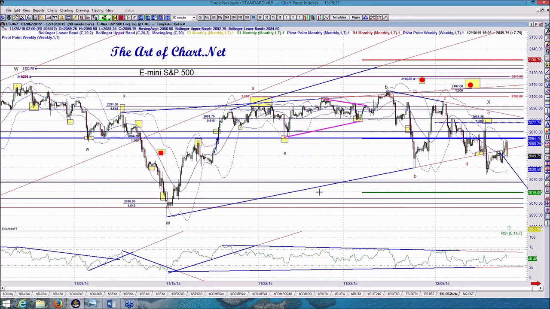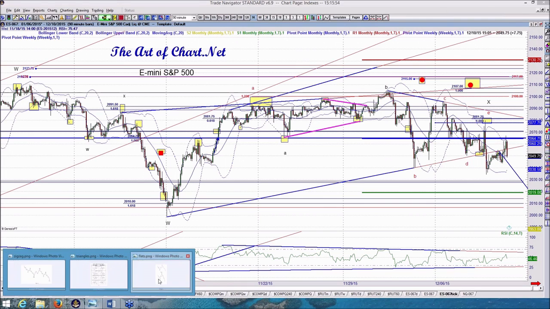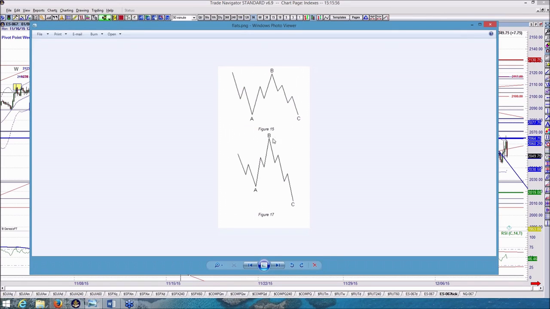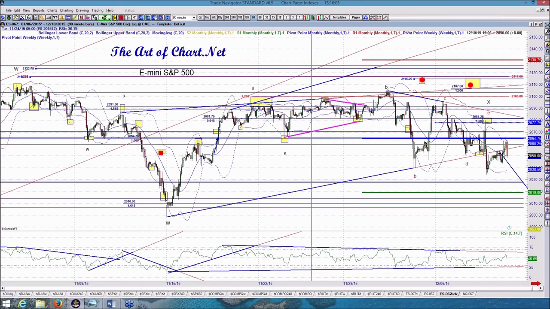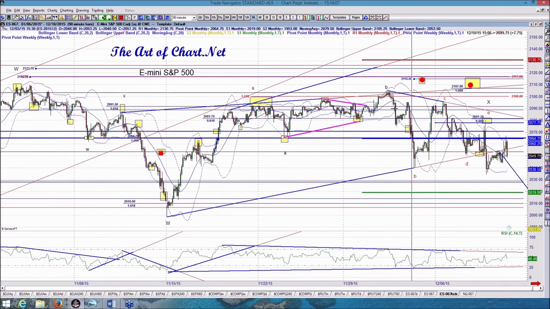Like, let's talk about a flat, for example, and we're going to talk about the triangles, guys, in a minute. Both of you, Anthony and Ken, noticed the triangle, and it's a key structure because that's kind of what we're in right now. But for example, let's talk about a flat. Remember this A, B, C. If you're at the end of the C, that's a reversal pattern, right? So here's the A, B, C of a reversal pattern.